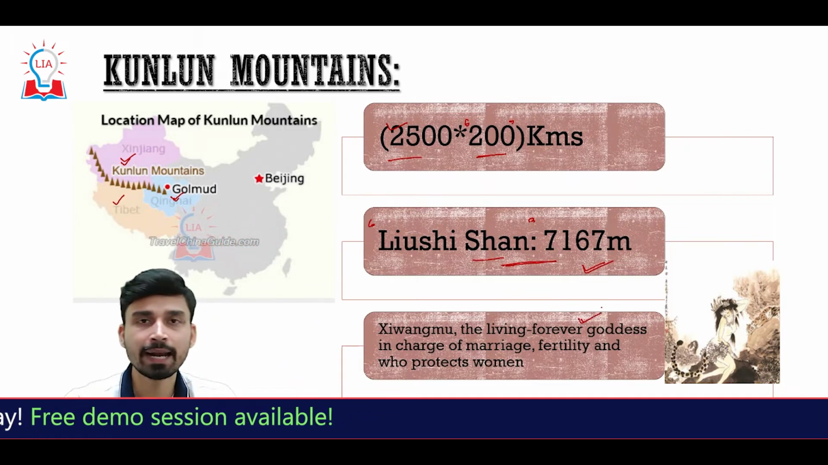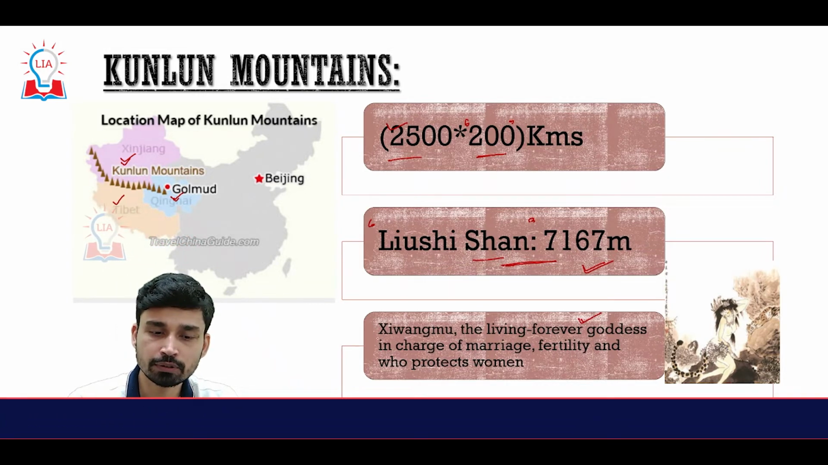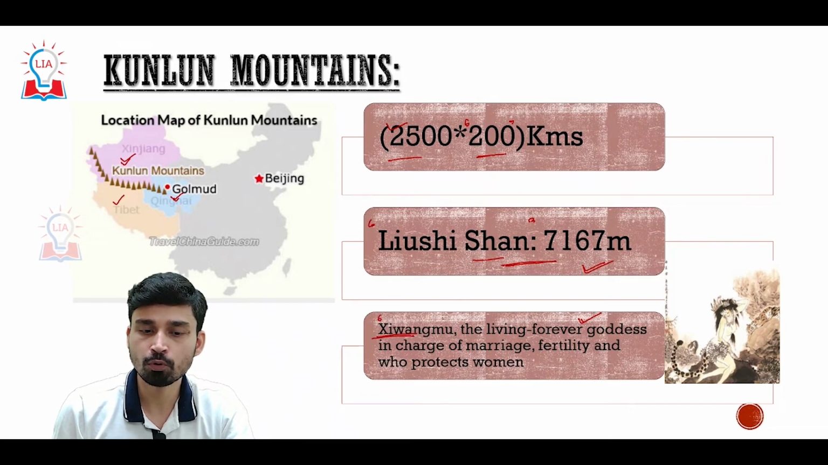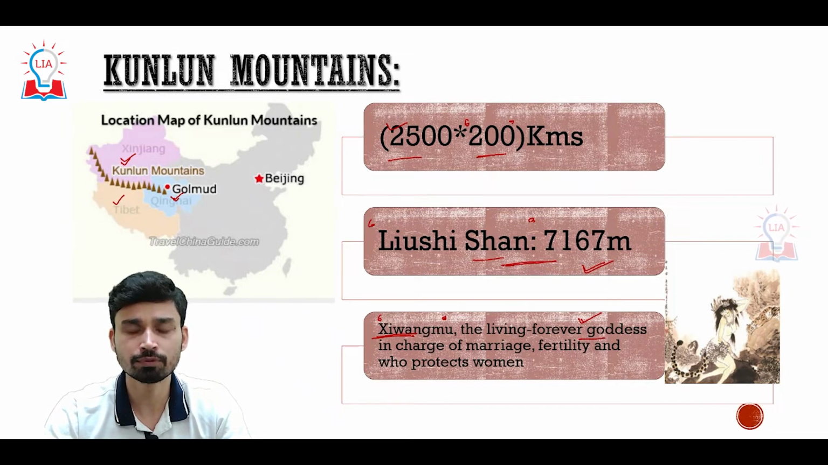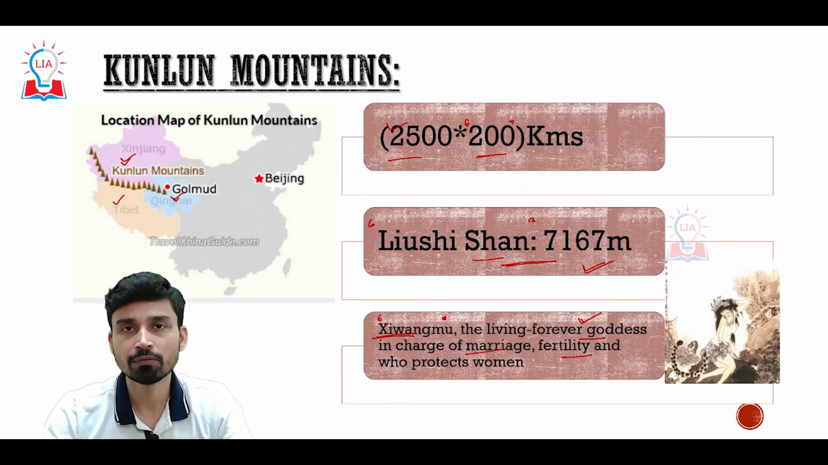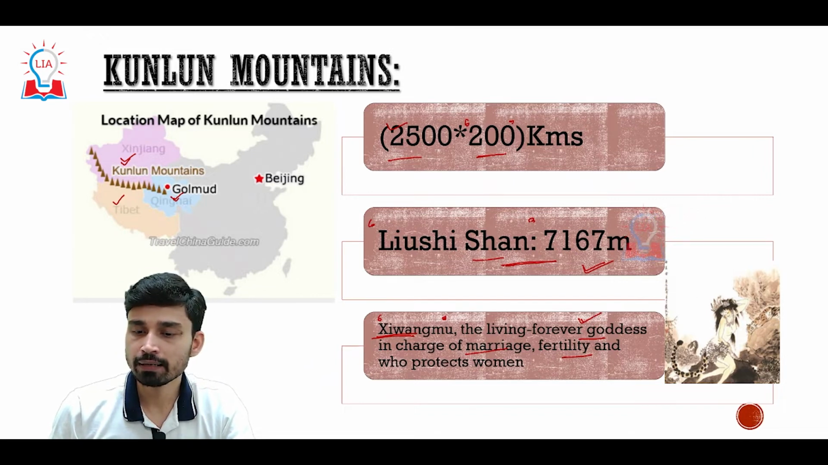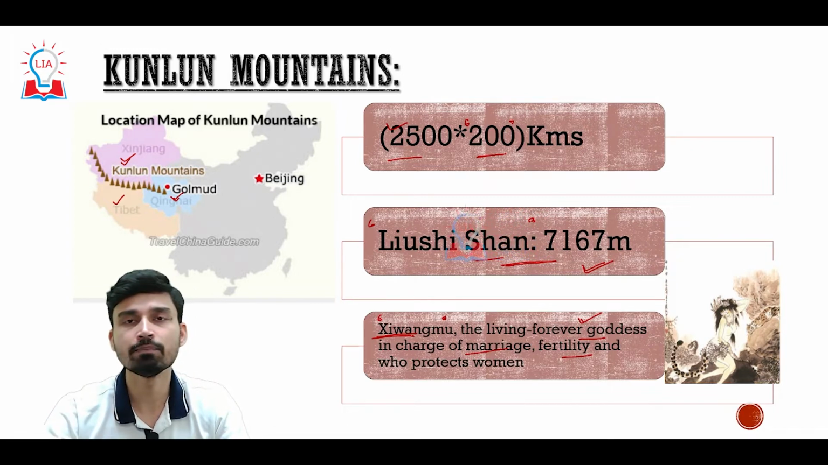If we try to understand the mythological importance of this mountain range, Chinese people believe that the Kunlun mountain is home to a goddess called Shivangmu. Shivangmu is believed to be an eternal goddess, who has not died, and she is in charge of marriage, fertility and the protection of women. If we look at the image here, the upper part of the goddess is that of a woman, human, while the lower part resembles a leopard. So she is half human, half animal.